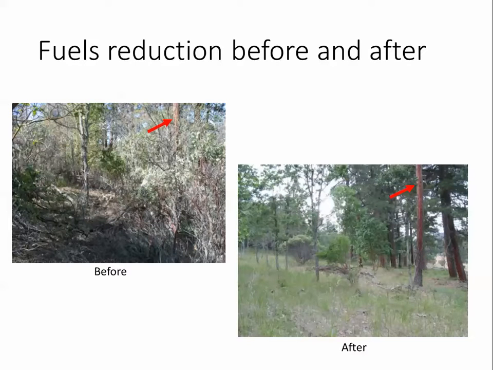These photos show the same pine oak woodland before and after fuels reduction. How do you think a fire would behave in each situation? In this case, the fuels reduction treatment involved removal of dense brush and some small trees. The material was piled and then burned.